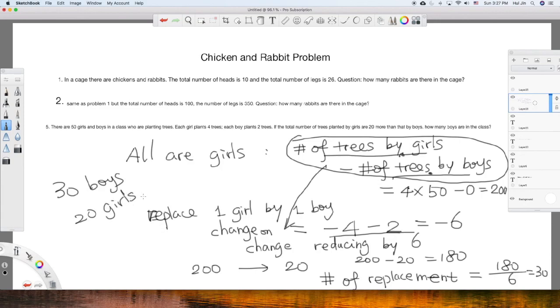Of course, you are going to take this answer and verify. Let's see, 30 boys, 20 girls. 20 girls will be 80 trees. 30 boys plant 2 trees each will be 60, and the difference will be 20, and this is the correct answer. Okay, so this will be the end of this lecture.